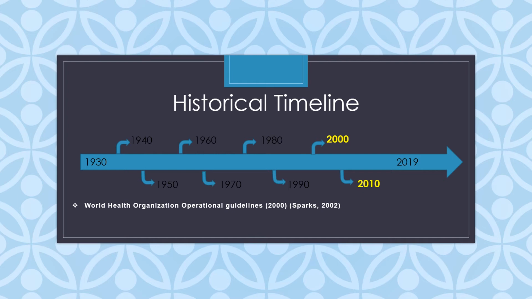Further on, from 2000 to 2010, you see the World Health Organization develop operational guidelines. These guidelines provide international guidance for ethics committees that facilitate and support ethical review of biomedical research. An example of an ethics committee in the US would be the Institutional Review Board, IRB.